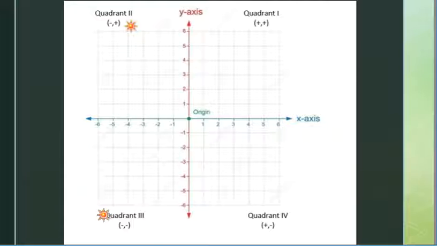Any of the points that are in quadrant 3 are going to have a negative x coordinate and a negative y coordinate. Because to get here in quadrant 3 from the origin, we're going to have to move to the left and then down. And then any of the points that are in quadrant 4 are going to have a positive x value and a negative y value.